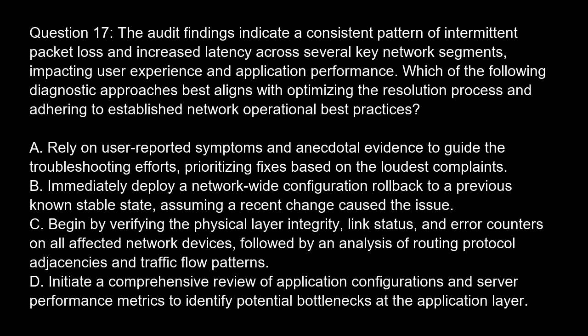Option B. Immediately deploy a network-wide configuration rollback to a previous known stable state, assuming a recent change caused the issue. Option C. Begin by verifying the physical layer integrity, link status, and error counters on all affected network devices, followed by an analysis of routing protocol adjacencies and traffic flow patterns. Option D. Initiate a comprehensive review of application configurations and server performance metrics to identify potential bottlenecks at the application layer.